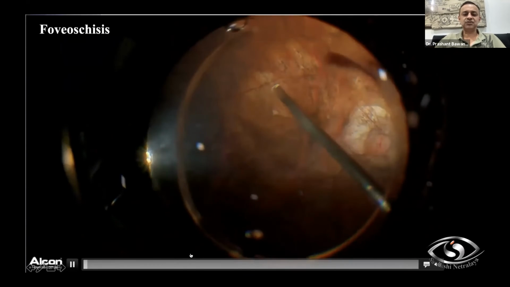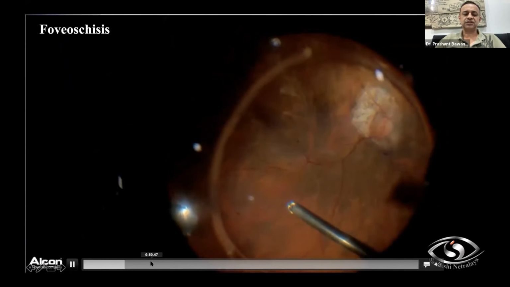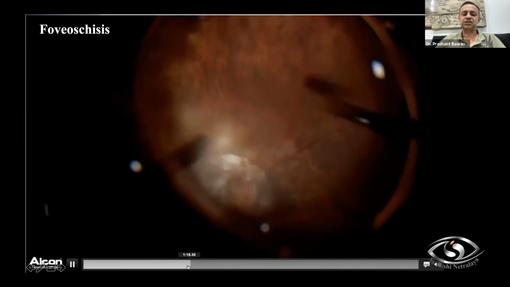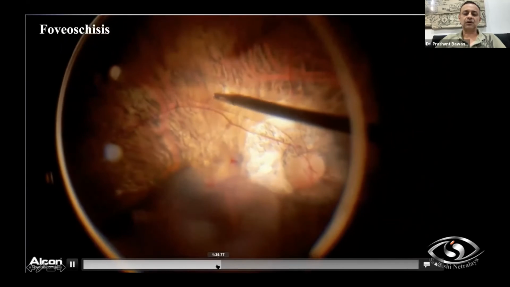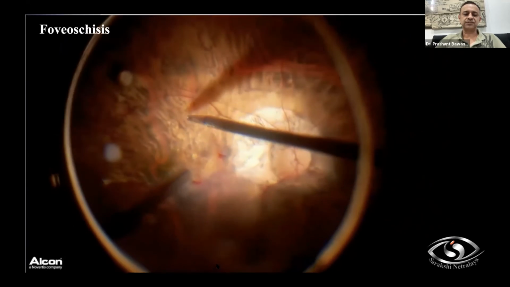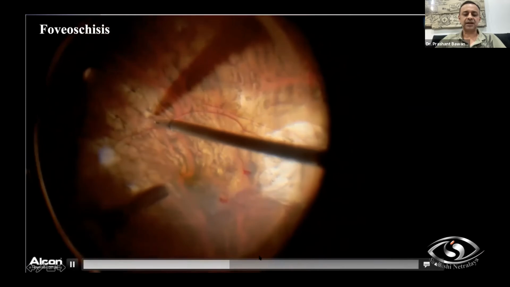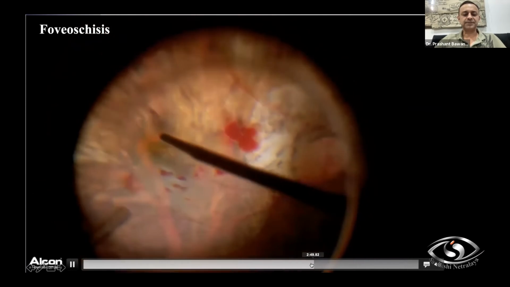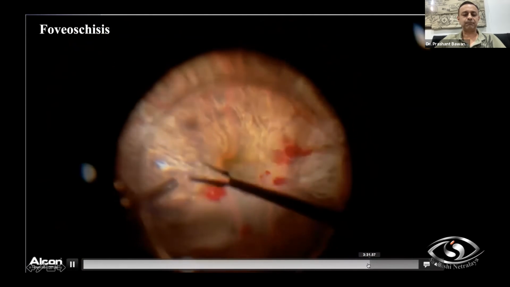Well, this is a case of a myopic foveoschisis, where because of the choroidal sclerosis, in spite of staining an ILM, it is difficult to pursue an ILM. So after staining and using a long forceps, which is 24 millimeter in length, I'm able to visualize the ILM. And even in such difficult cases with proper filters, proper system, I could visualize and I could do a complete removal of the ILM peel.